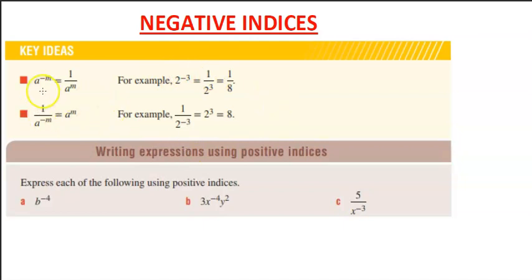Now, the second key idea, 1 over a to the power of negative m. So if the base is on the bottom and it also has a negative associated with this, this is also the same as writing it as a to the power of m. Okay. So in this instance here, 1 over 2 to the power of negative 3 is the same as 2 to the power of 3, which is 8. So there's kind of this reverse rule that's going on between these two key ideas. Let's look at some examples to apply this with the other index laws in motion.